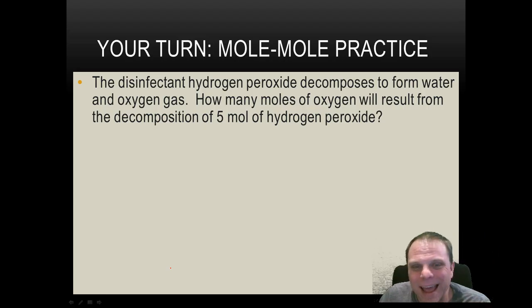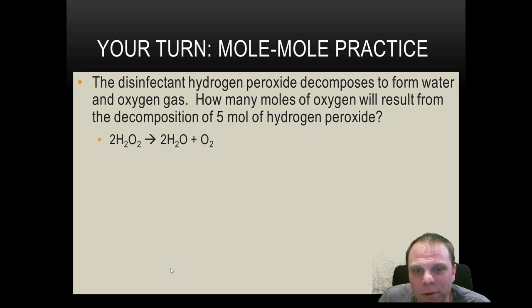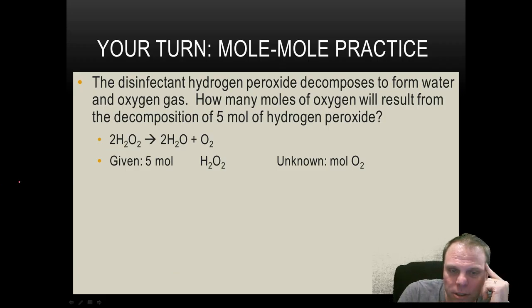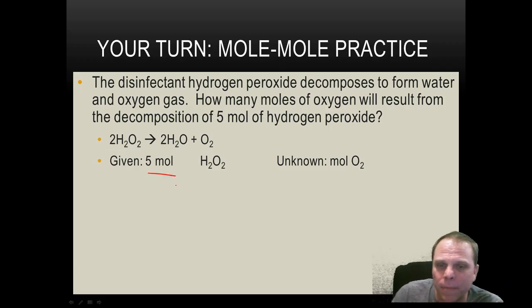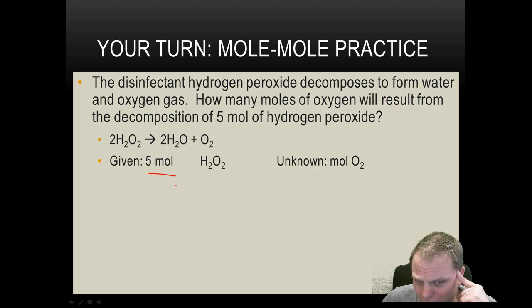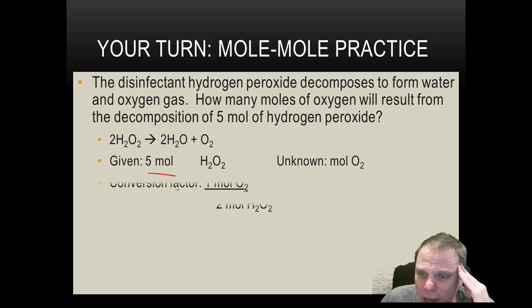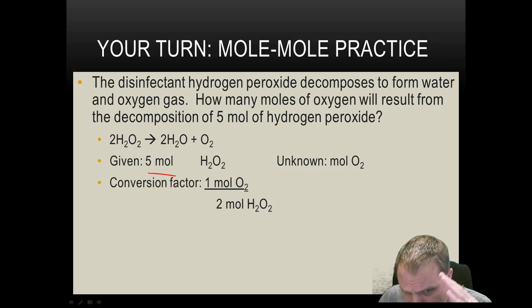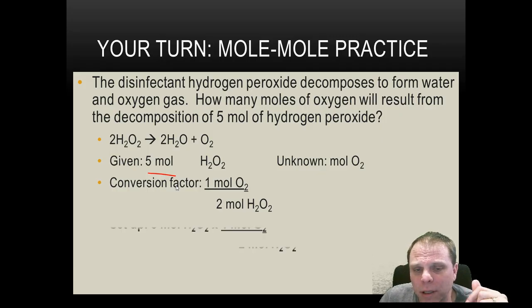And welcome back. And here's your answer. You got to start with a balanced chemical equation. Hopefully you came up with that. Now, what are your givens? 5 moles. That's what you'll start with when you actually start your problem, right? And then your unknown is the moles of oxygen. So you start with 5 moles of hydrogen peroxide trying to find moles of oxygen. You know that your conversion factor is the 1 to 2 ratio from the balanced chemical equation.